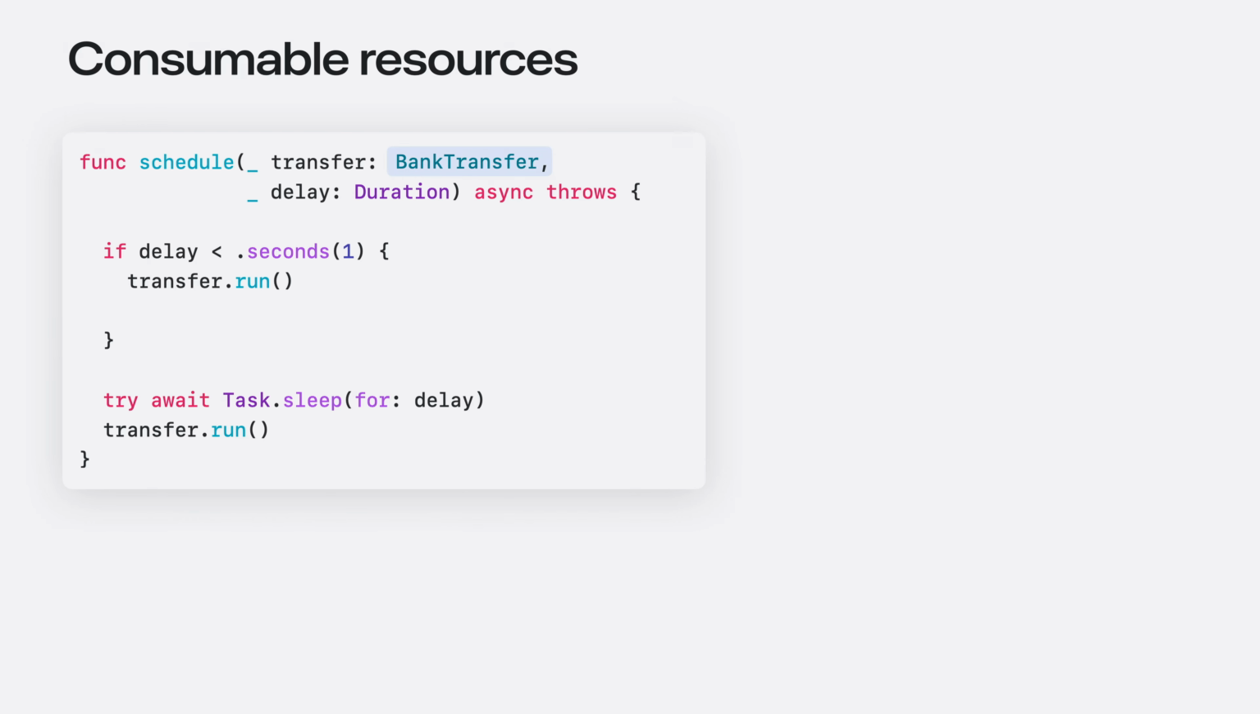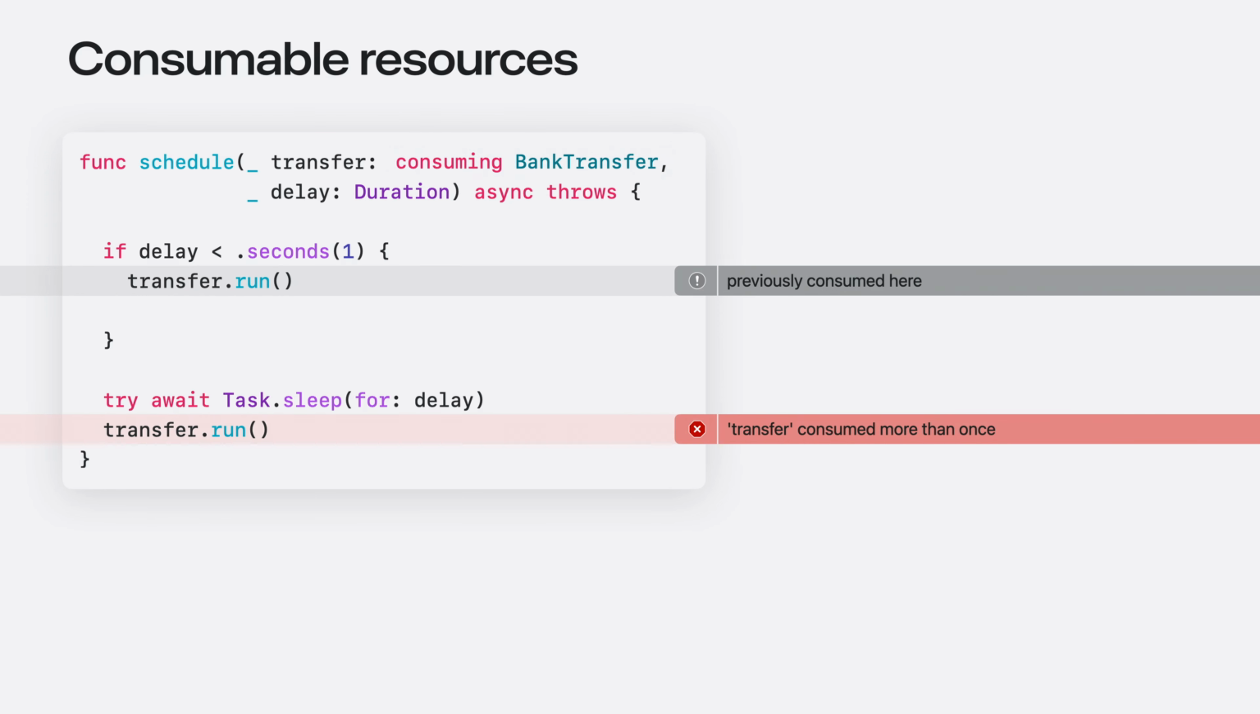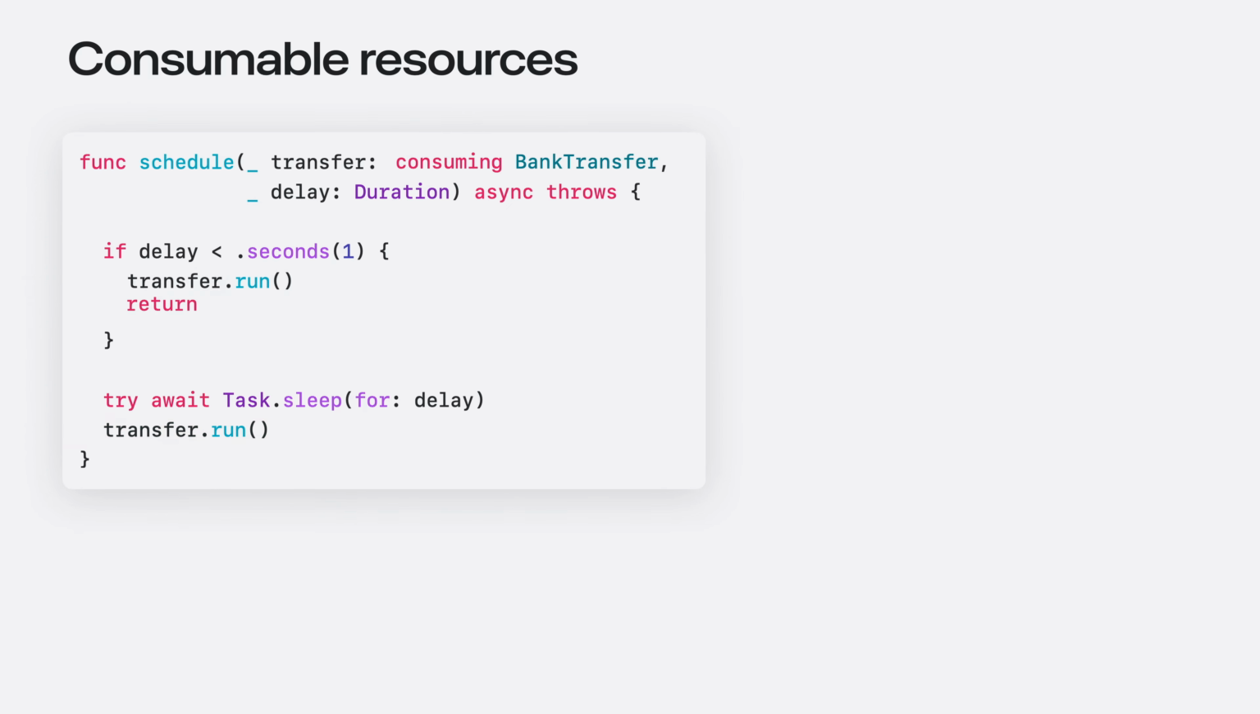Let's see what happens to those bugs in my schedule function. First, I have to add ownership for the transfer parameter. Since schedule is meant to be the last use, consuming it makes sense. Now, when I try compiling this, I'll see that Swift has zeroed in on my bug. Because the if statement falls through, it's possible to consume the transfer twice. And adding the return prevents that.